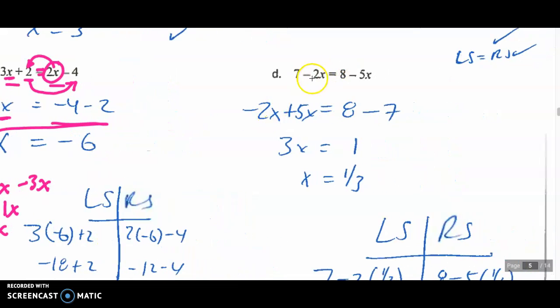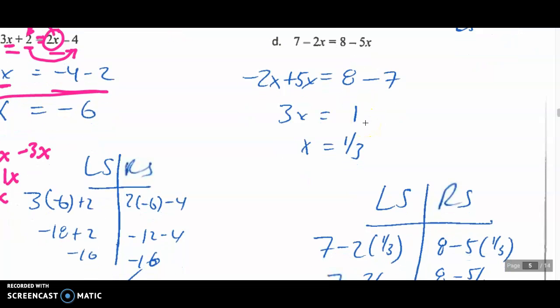Okay. So over here again, that negative 2, I'm going to bring the x on this side. You can choose which side to bring it on, whatever you think's going to be easier. So I bring that minus 5x over here. And when you do that, you get minus 2x plus 5x equals 8 minus 7, because you bring that 7 over here, and it was adding, so it subtracts.